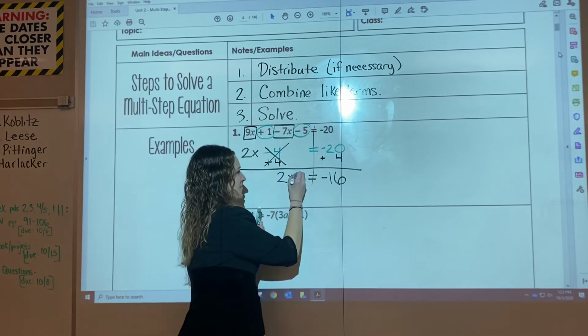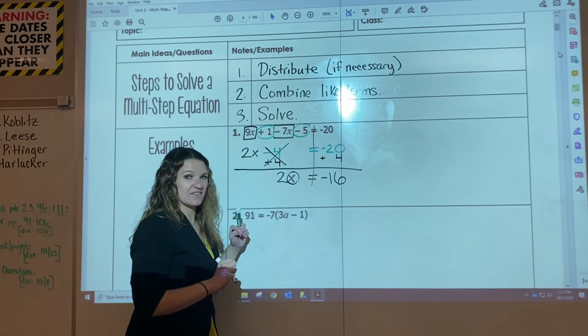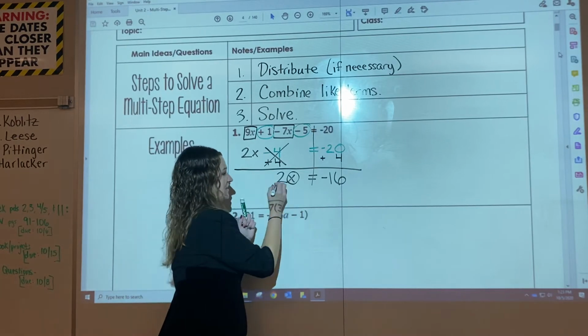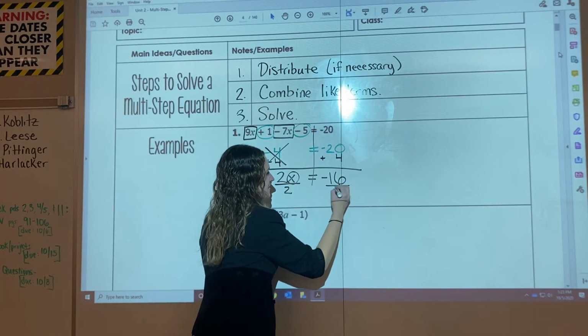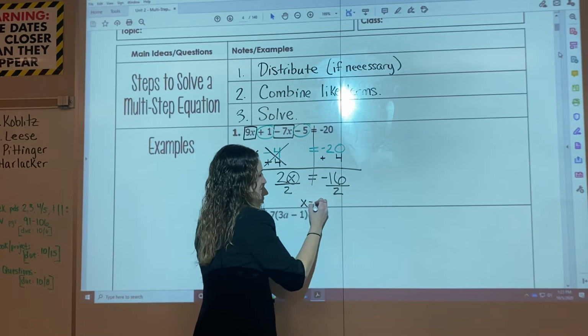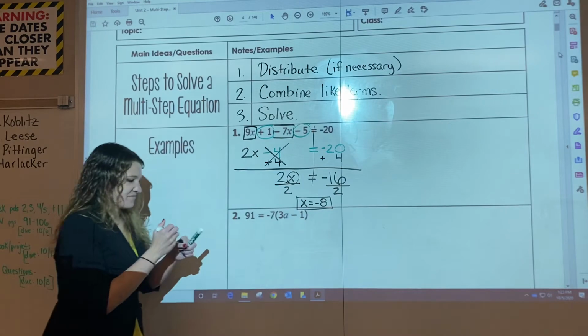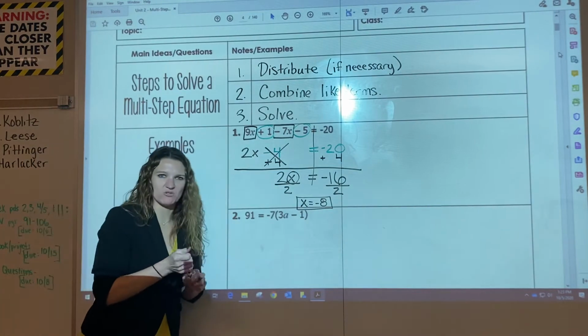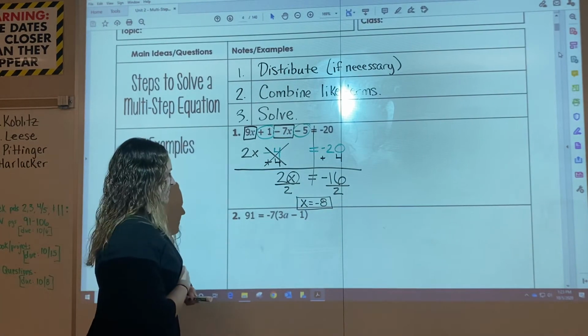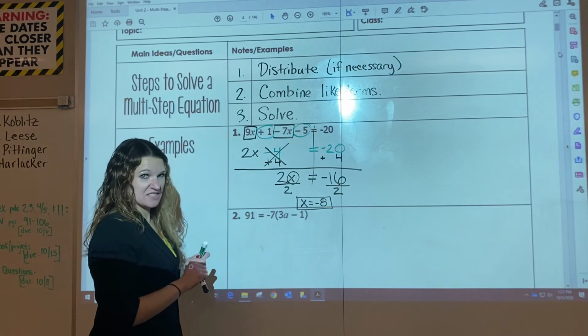All right, one step left. I gotta get this x by itself because it's touching the 2. I know I need to divide by 2 on both sides. And x equals negative 8. All right, multi-step, not too bad. The one below is a little bit different. Let's see what we get.